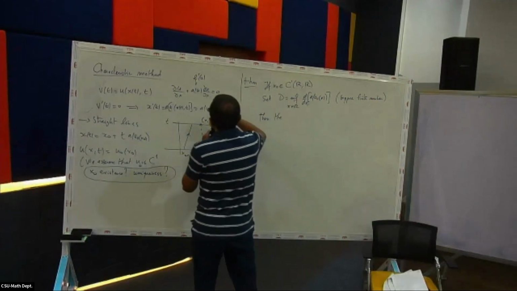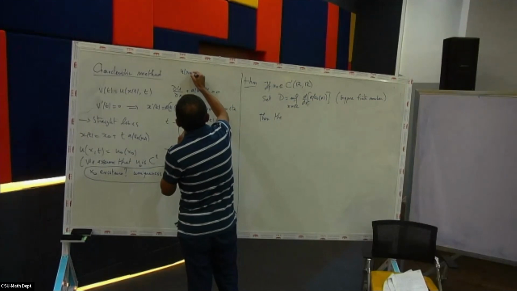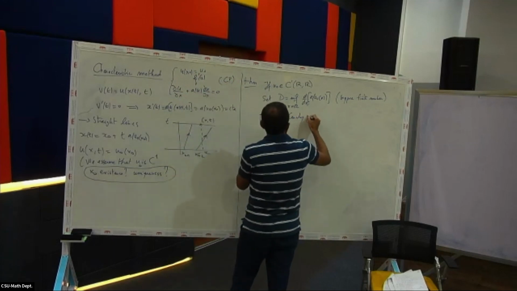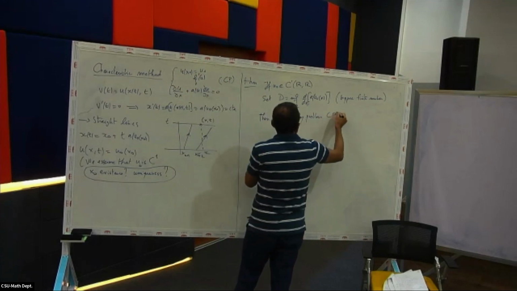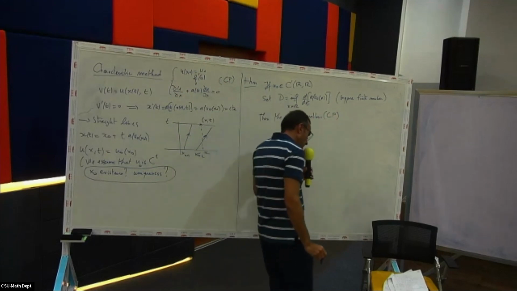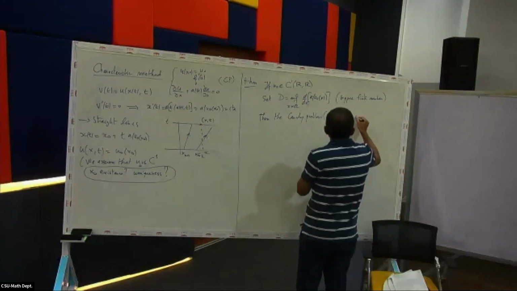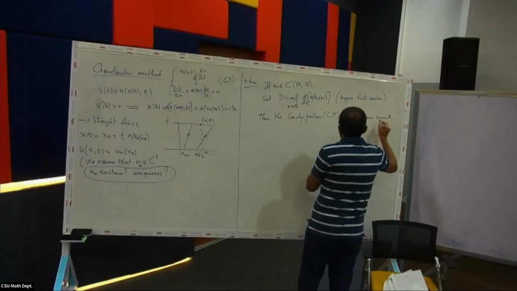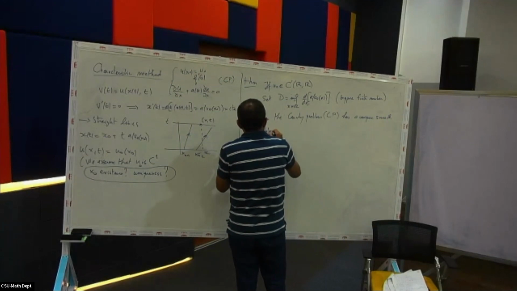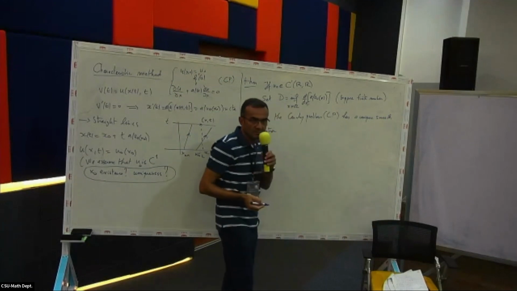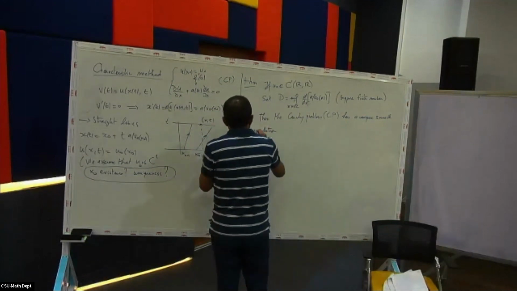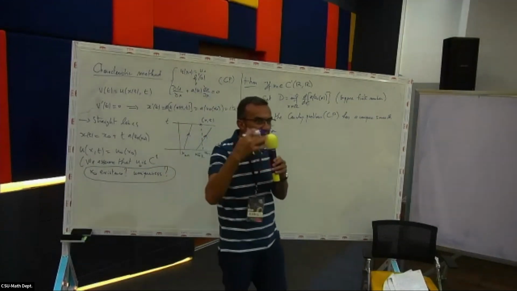Then the Cauchy problem, CP, has a unique smooth solution. Sometimes you say classical solution, but the word classical sometimes means other things.